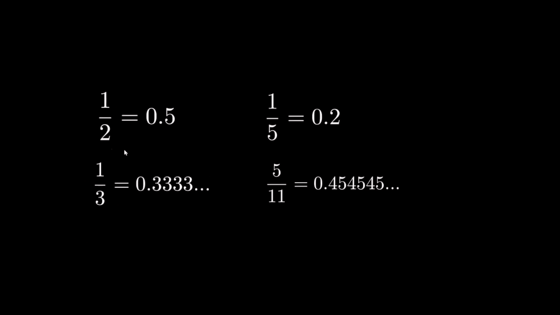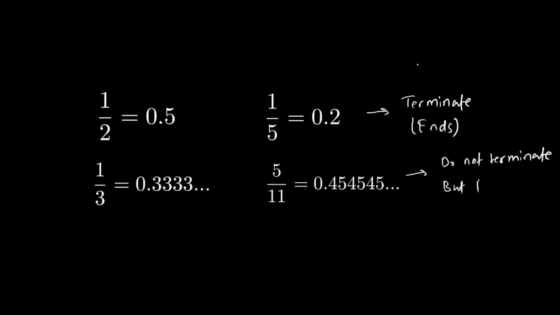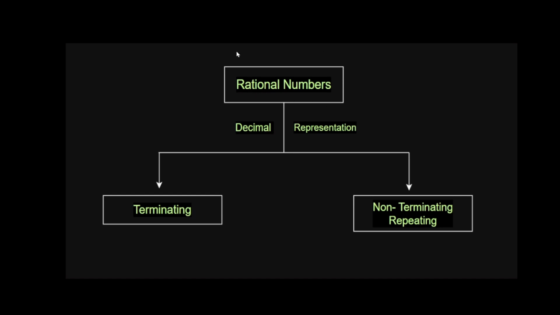So we have seen 1 over 2 and 1 over 5. These numbers terminate, meaning their decimal representation ends. But these two numbers, 1 over 3 and 5 over 11, their decimal representation does not terminate but repeats. So if we convert any rational number into decimal form, there are only two possibilities. Either the decimal terminates or it is non-terminating but repeats. But doesn't it make you wonder what makes some rational numbers terminate and others non-terminating but repeating? Is there any hidden pattern?